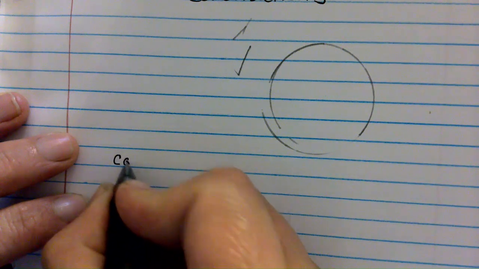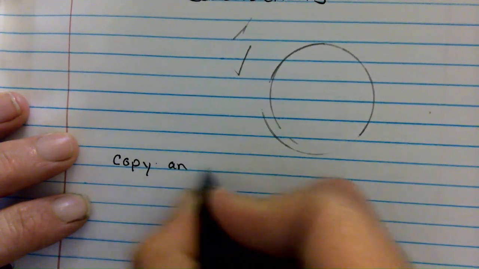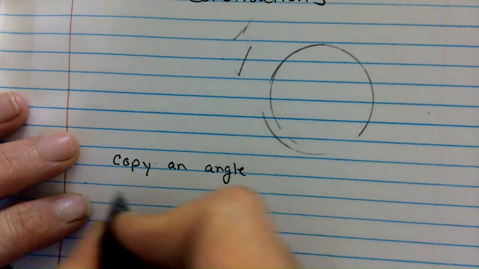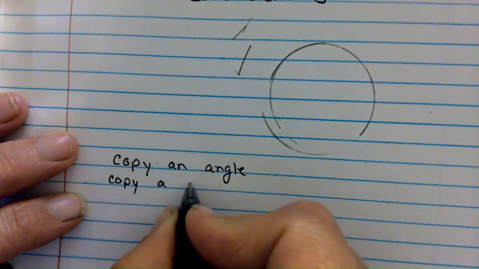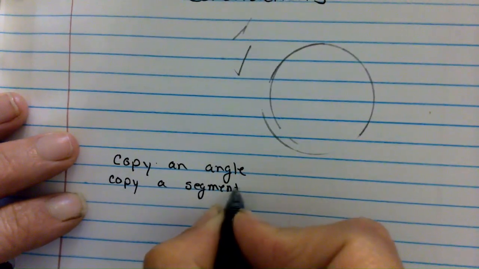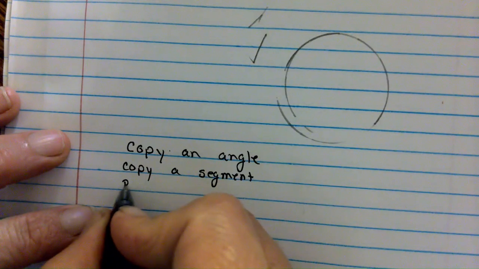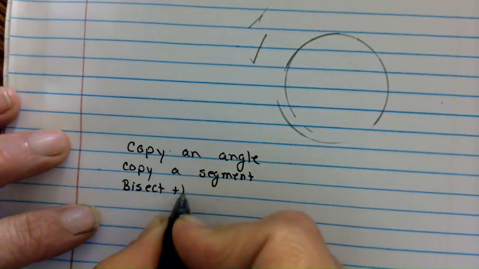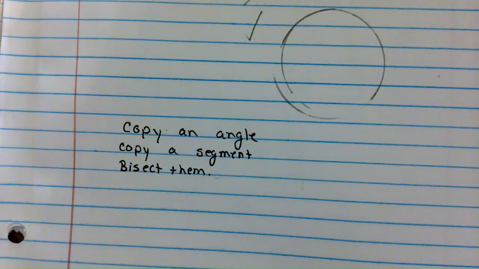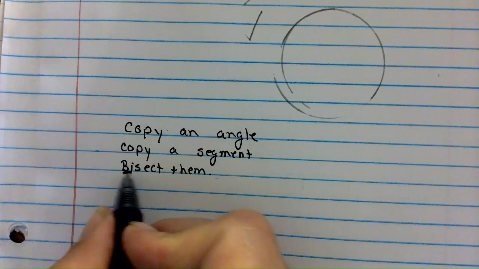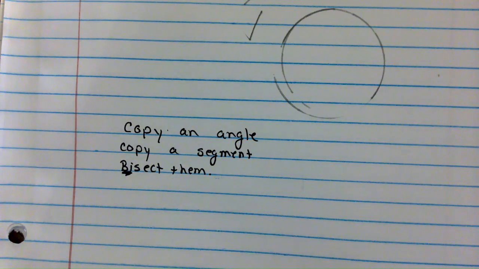By doing this, you'll be able to copy an angle. You should be able to copy a segment. And you should be able to bisect them. Okay, before we get any further, copy just means make one that is the same congruent size. Bisect, okay? Well, bi is a prefix like in bicycle. Bicycle has two wheels, so bisect is to cut them into two congruent parts. So bisect, split into two parts.